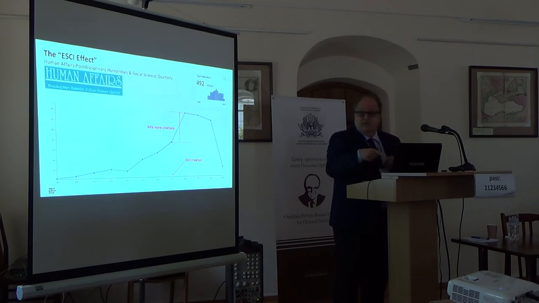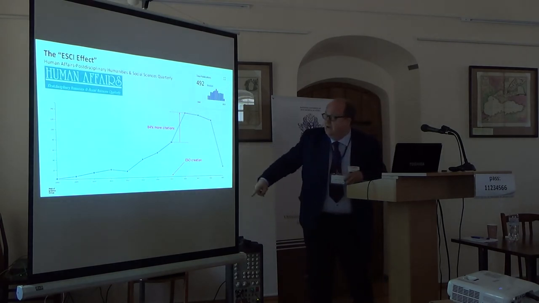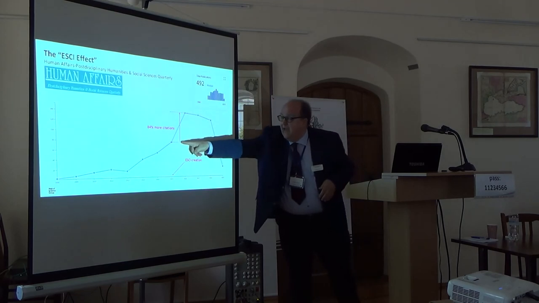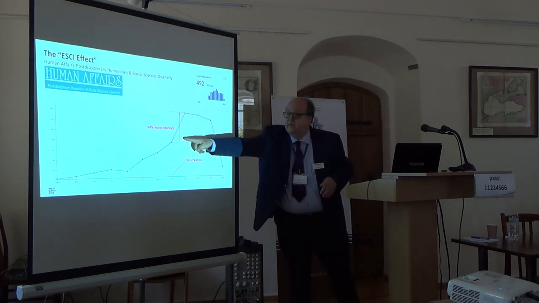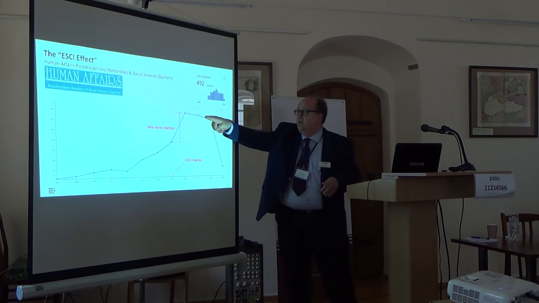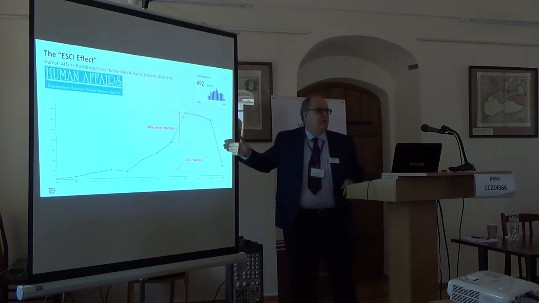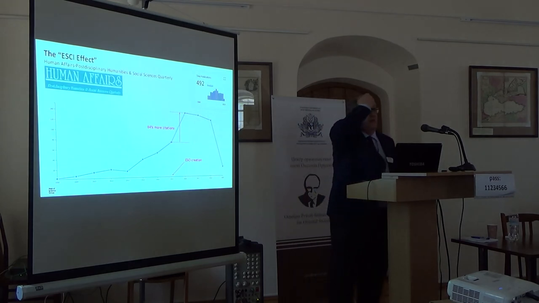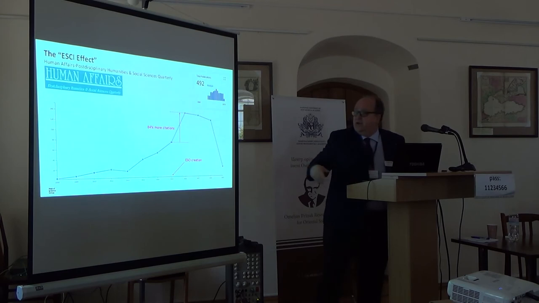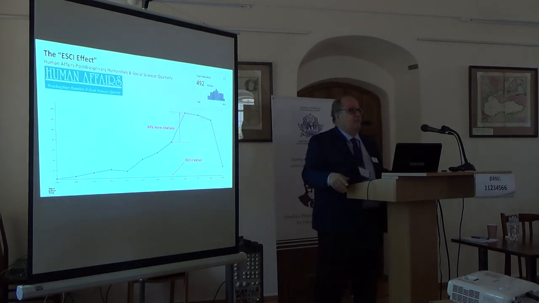So you see just an example of that from a humanities title, from the time that we added Emerging Sources, how the citations started going up. And then obviously the more current papers can't be cited because they haven't been on the database long enough. And it takes a while to become cited. But when you see this, there's a jump in papers.